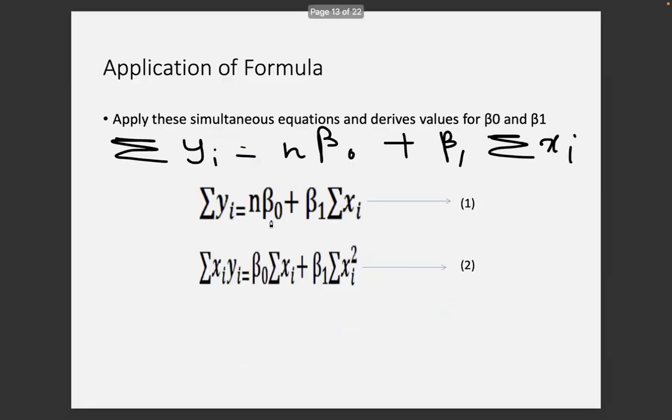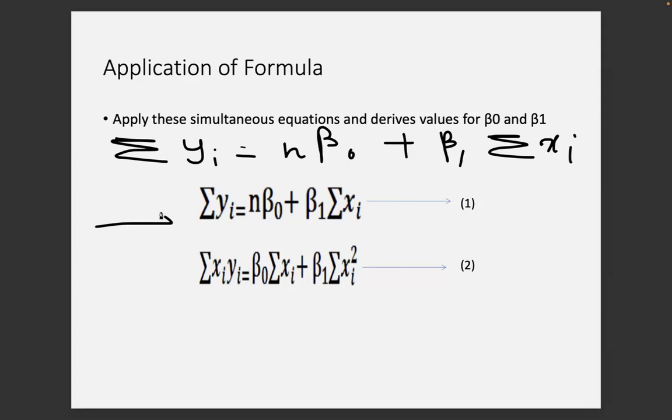If we have 5 points, this is what is written. Sigma yi means from our first point to the fifth point, we have to add all the y values. Then here, from the first point to the fifth point, we add all the x values and multiply by beta 1, and n is equal to 5 now, so 5 times beta naught. With that formula, we can have this. This applies to all data points in this scatter plot.